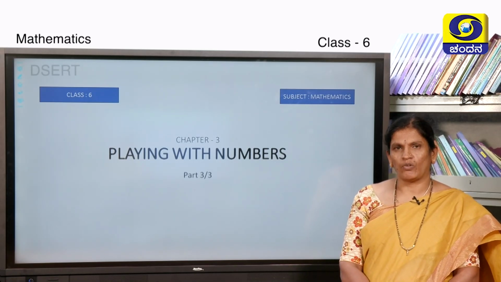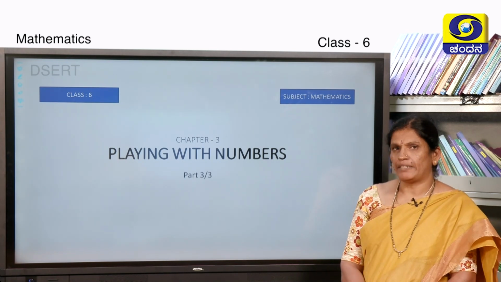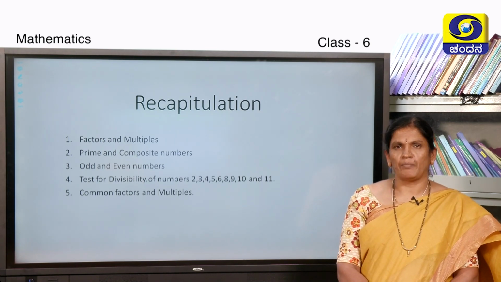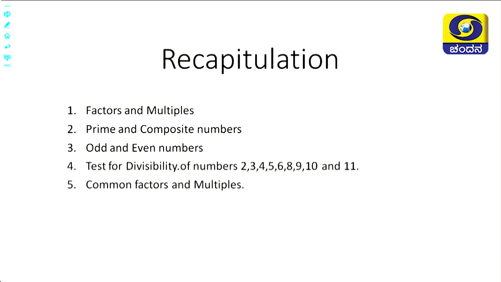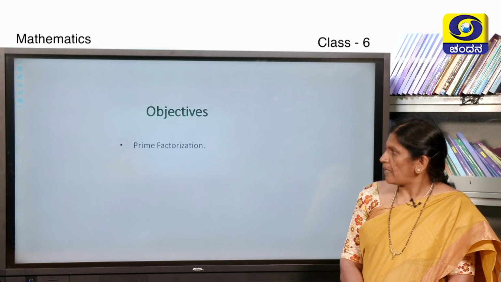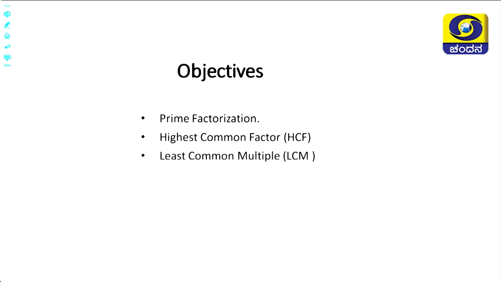I hope you have all understood previous class problems. Today we are learning chapter 3, playing with numbers, part 3. In the previous class we have learned factors and multiples, prime and composite numbers, odd and even numbers, tests for divisibility of numbers 2, 3, 4, 5, 6, 8, 9, 10 and 11, and common factors and multiples. Today we are learning prime factorization, highest common factor, and least common multiple.